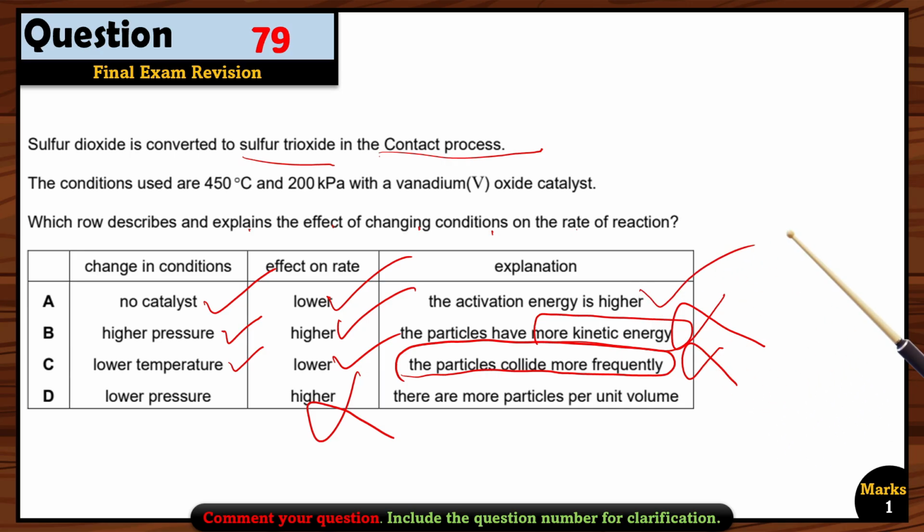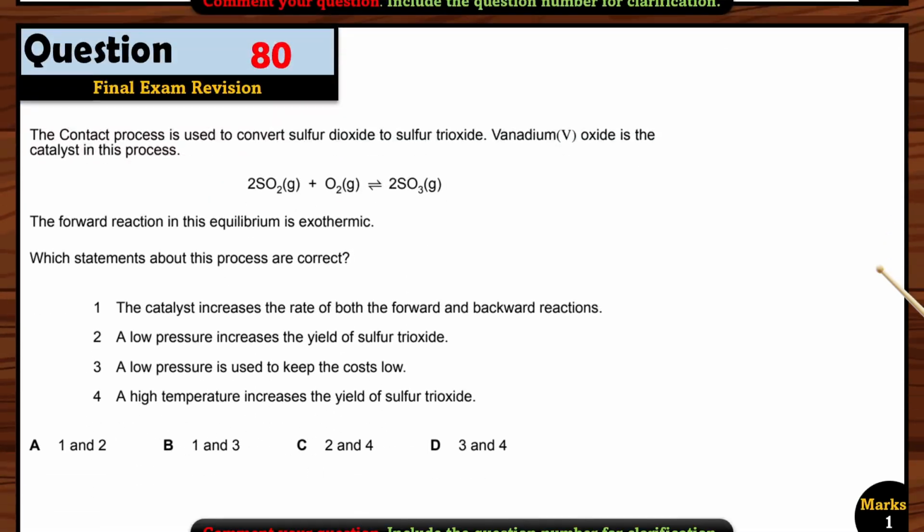Why right? Because if you don't add a catalyst, the rate of the reaction will be lower. Why lower? Because the catalyst's job is to lower the activation energy, right? But now the activation energy is higher. Why higher? Because there is no catalyst. So when you remove the catalyst, the activation energy of the reactant will be higher. So now the reaction rate will be lower. So that's why option A is the right option. Okay, I hope this point is clear to you.